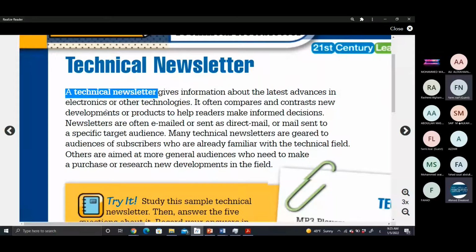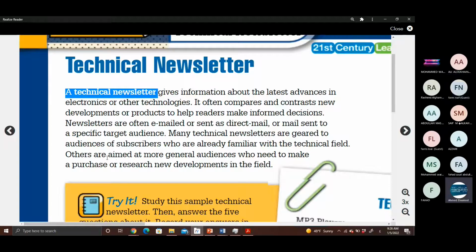So, a technical newsletter gives information about the latest advances in electronics or other technologies. It often compares and contrasts the new developments or products to help readers make informed decisions. Newsletters are often emailed or sent as direct emails or mail sent to a specific target audience. Many technical newsletters are geared to an audience of subscribers who are already familiar with the technical field. Others are aimed at a more general audience who need to make a purchase or research new development in the field.